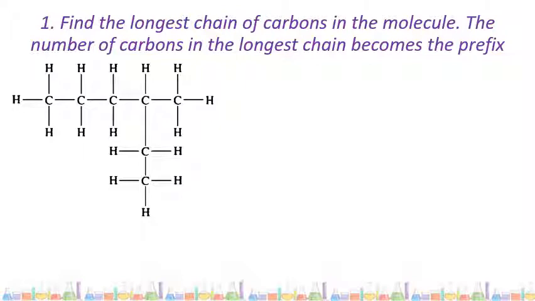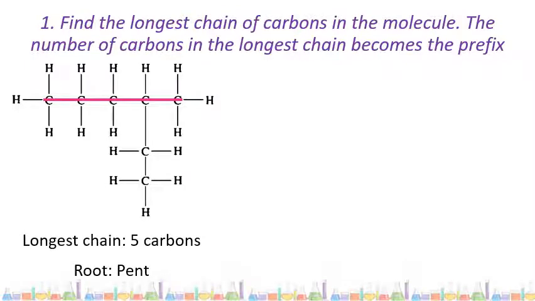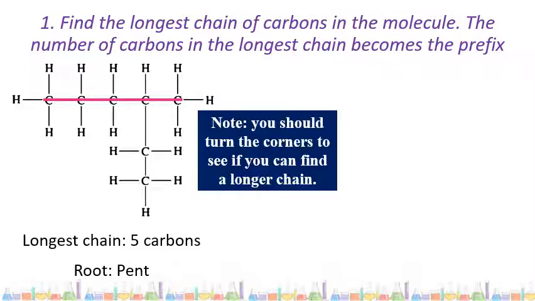The first thing I want to point out is the most common mistake people make. I've chosen this example deliberately and you'll see why in a second. The most common mistake is that they count up the straight chain of carbons and take that as their answer. So they would say the longest chain here is 5 carbons, and so the root is pent. The name would be pent. And that is incorrect. You should turn the corners to see if you can find a longer chain.